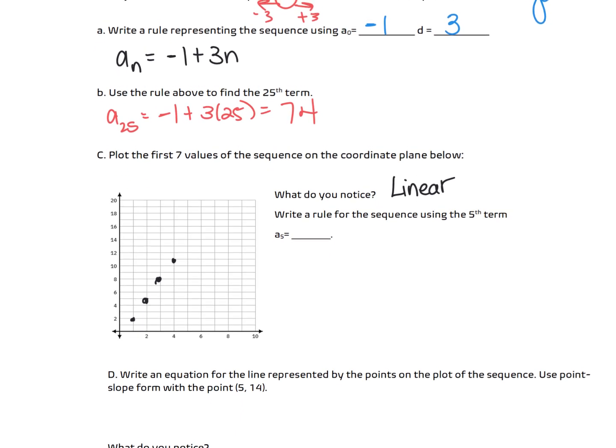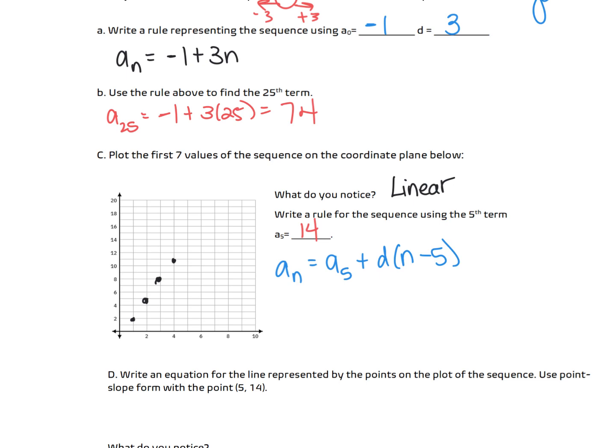Let's write a rule using the fifth term. Okay, well, first of all, what is the fifth term? It is 14, so we know a sub 5 is 14. That's where we have to start, okay? So we're going to write this generalized rule. So a sub n is going to equal a sub 5 plus my common difference times n minus 5.